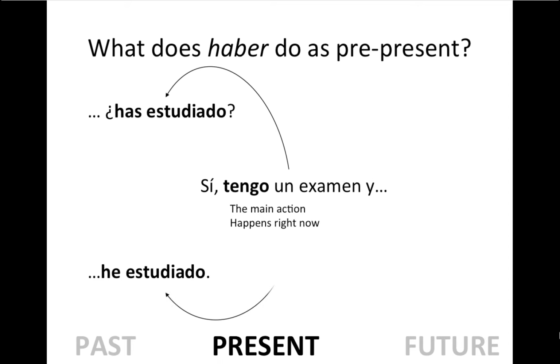And I have studied. So you see how haber throws the action still in the present tense, slightly before, but still relevant to the present tense. Have you studied prior to this moment? Yes, I have studied, and right now I have an examination. So haber makes it still in the present tense, therefore we use present tense haber with the past participle.